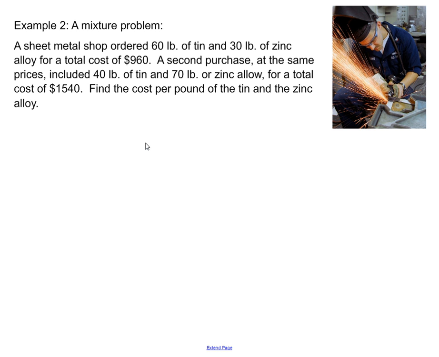So the first purchase was $960, but then they made a second purchase. They made a second purchase at the same prices to include 40 pounds of tin and 70 pounds of zinc alloy. That's just the alloy, where I can't really spell very well here, for a total of $1,540. Find the cost per pound of the tin and the zinc alloy.